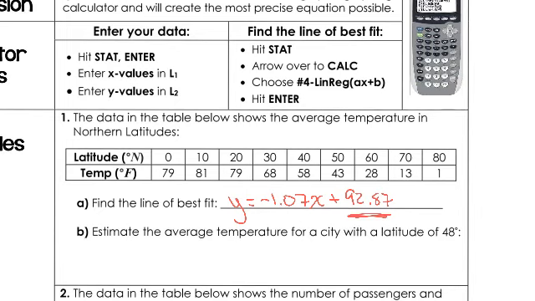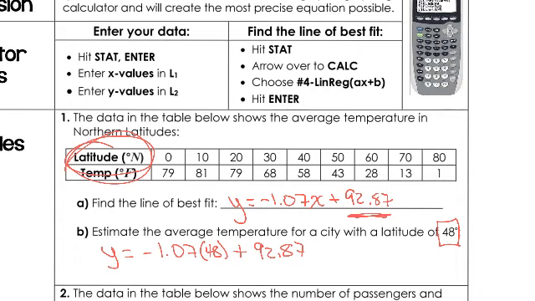So now to find the average temperature for a city with a latitude of 48, what would you stick this in for? Does this 48 go in for y, or does this 48 go in for x? We said latitude was our x value. So therefore, we're going to redo this equation, y equals negative 1.07 times 48, just plugging in our input, plus 92.87. And now we can calculate what the temperature would be with a latitude of 48 degrees.